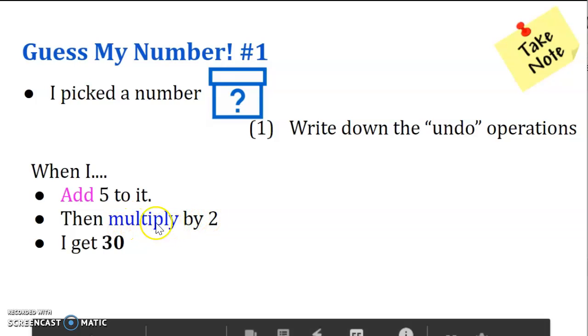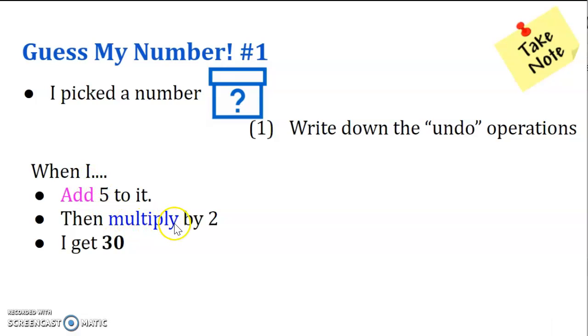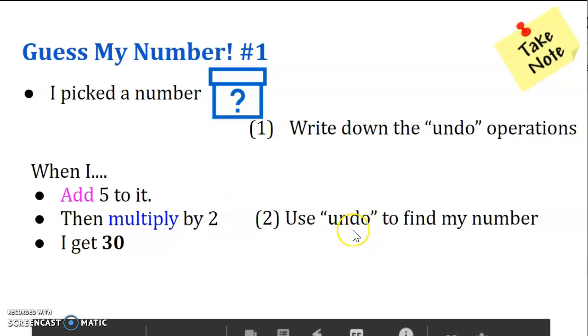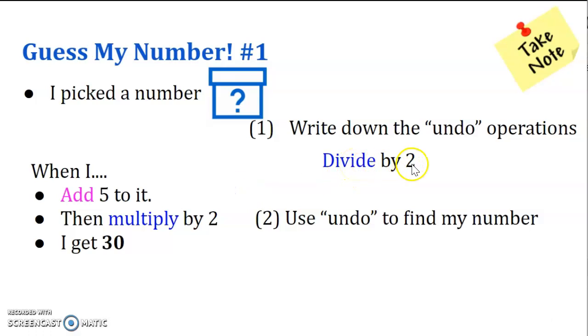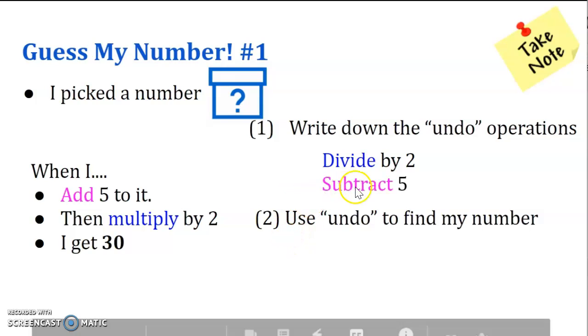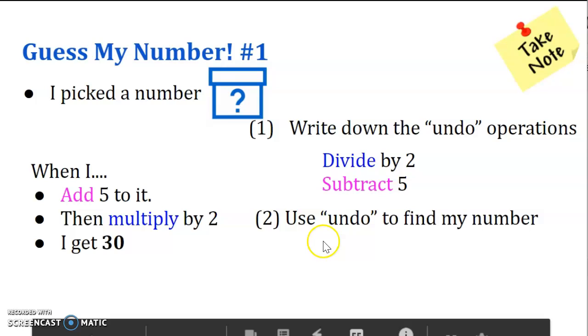So what's the last thing that we did to the number? We multiplied by 2. So we need to undo that multiplication by 2. How do we undo multiplication by 2? We divide by 2. What's the opposite of multiply? It's divide. And then, because we added 5 to it, what is the opposite of adding 5? We subtract 5. Okay, so now let's put that into math.